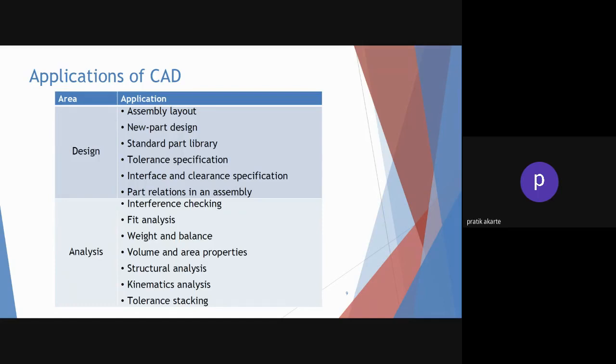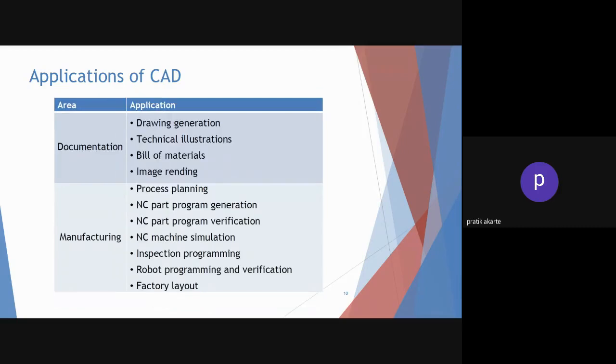Second is analysis: interference checking, fit analysis, weight and balance, volume and area properties, structural and kinematic analysis, and tolerance stacking. So we can do analysis with the help of CAD. Then documentation: whatever features you have generated, the drawing can be generated, technical illustration, bill of material, and image rendering can all be included in the documentation.